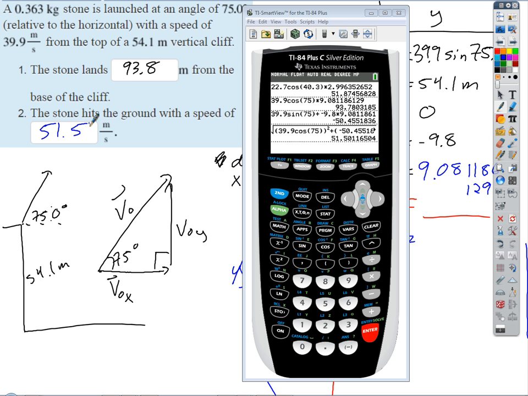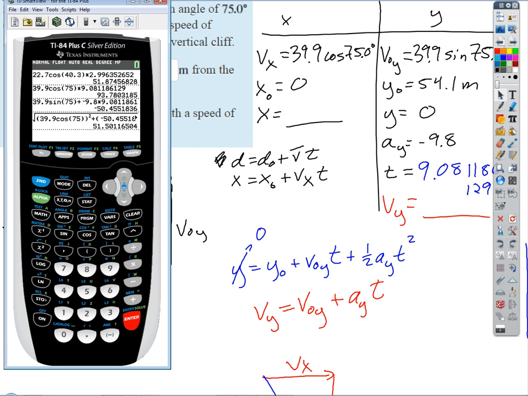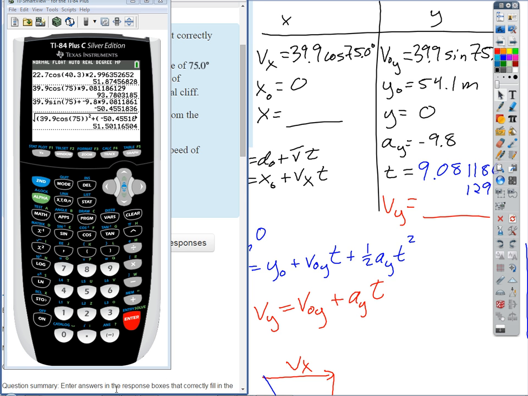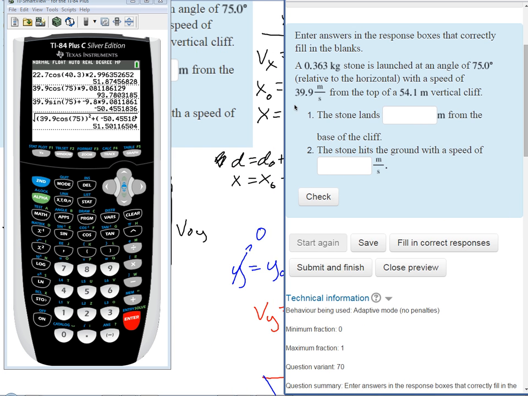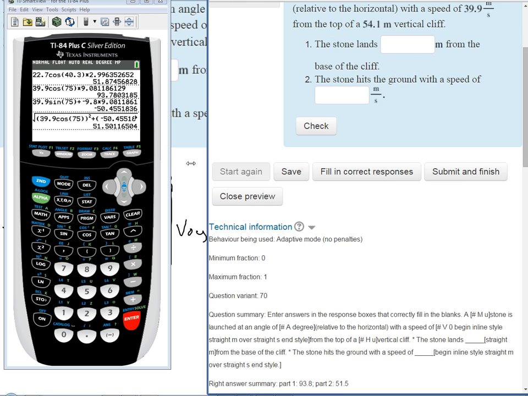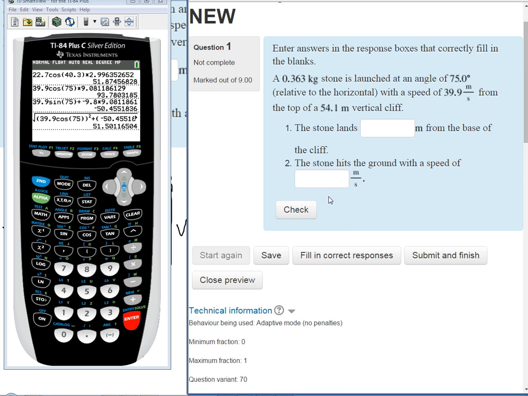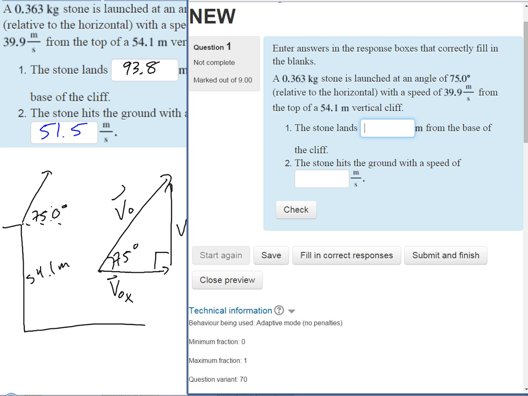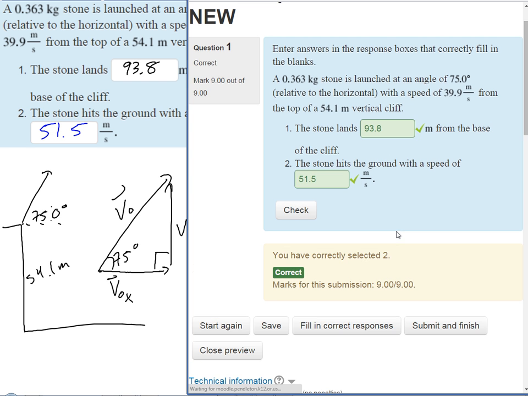Should we check these out and make sure we got them right? Sure. Might as well. See how we're doing. Isn't it just kind of satisfying to get the green check? Mm-hmm. But it's equally frustrating to get the red X. I'd say more frustrating. Yeah. 93.8 and 51.5. Got it. How about that? Make sense? Yay. Okay.